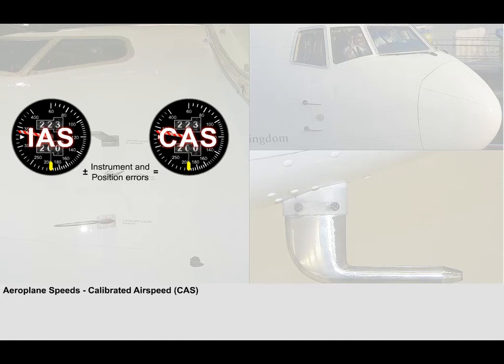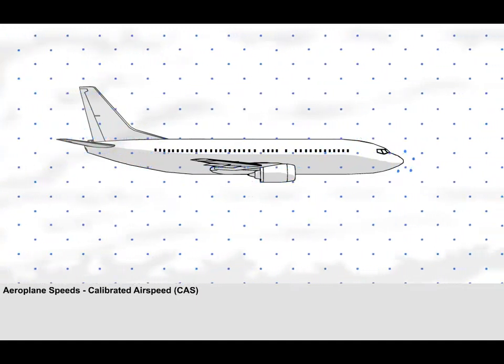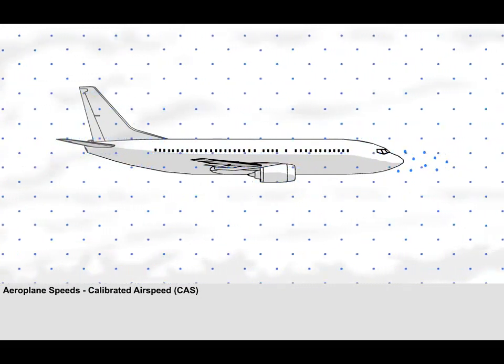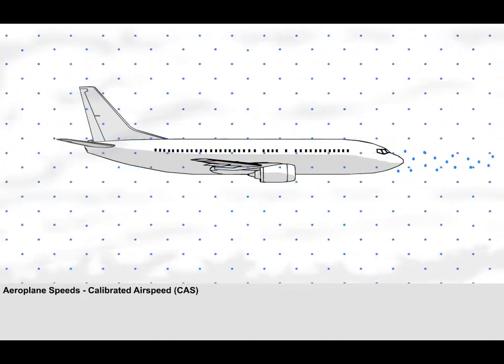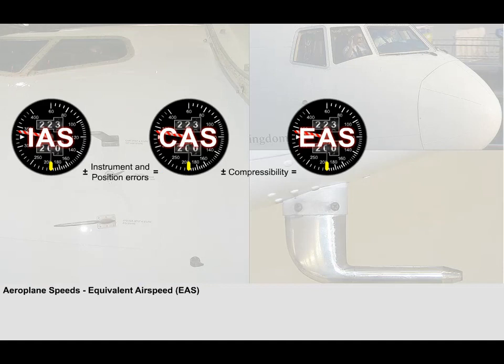The final correction to make to the information received from the pressure probes is the correction to compensate for the effect of compressibility. Typically, at speeds beyond 220 knots, the air ahead of the aeroplane does not move out of the way. As a result, the air starts to build up and compress in front of the aeroplane. This build-up of air has an effect called the compressibility effect. If the probes are corrected for the compressibility error, as well as position and instrument errors, the speed obtained is called equivalent airspeed, abbreviated to EAS.